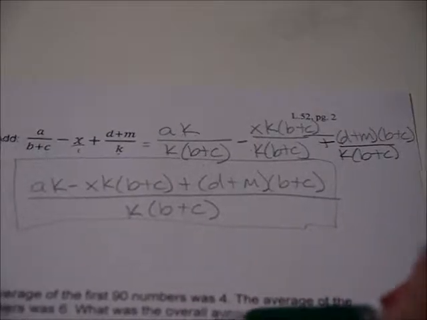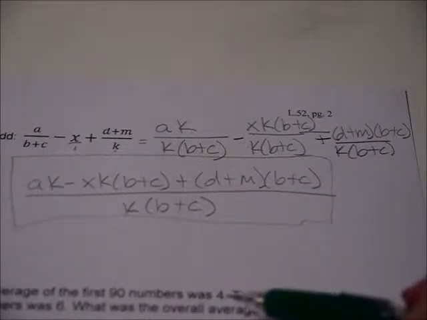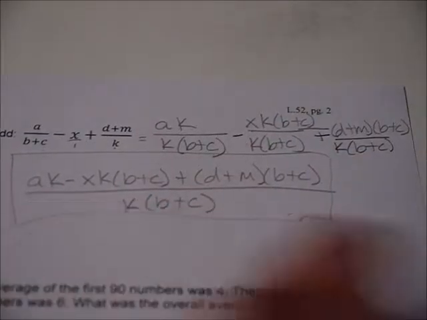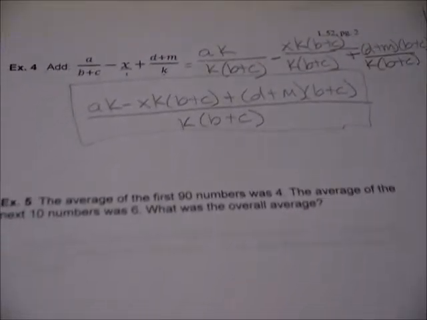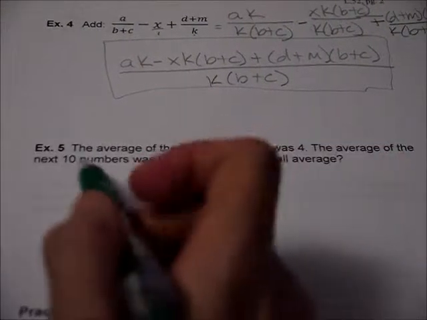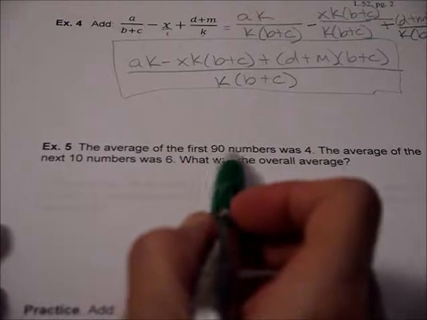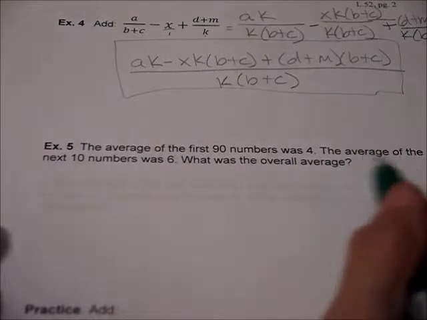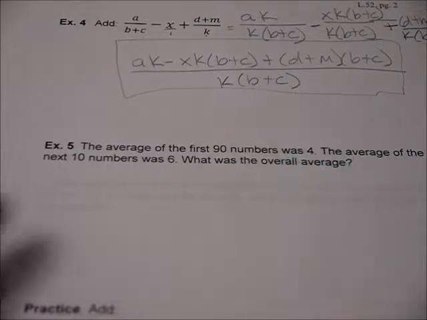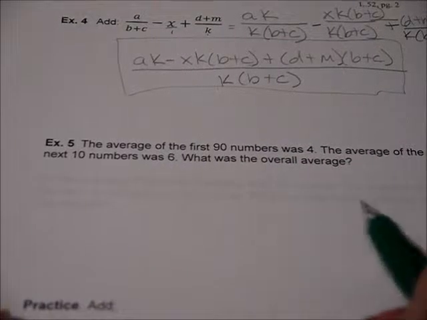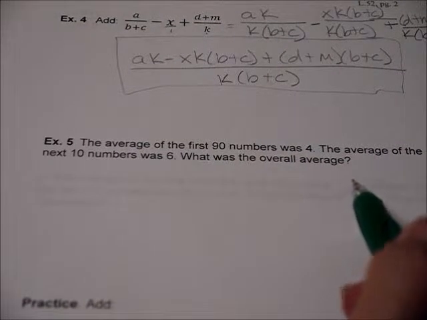Okay, now we're going to totally switch gears and talk about overall average. Remember, average is adding everybody up and dividing by how many of them there are. So let's take a problem like this. The average of the first 90 numbers was 4, and the average of the next 10 numbers was 6. How many numbers are we finding the average of?